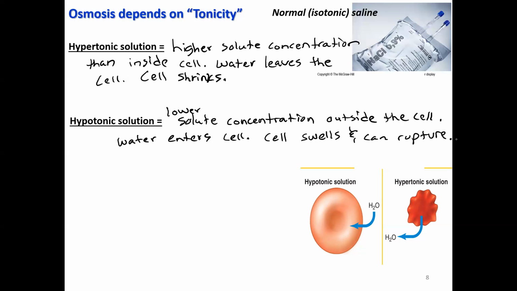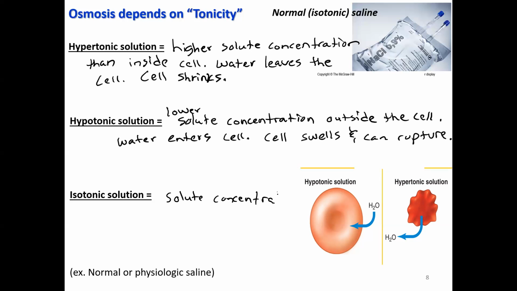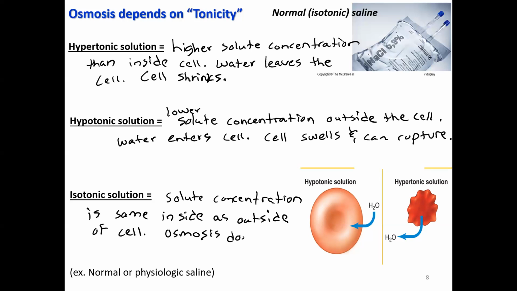Okay, isotonic solution: the solute concentration is the same outside as inside the cell. Osmosis doesn't happen. And if osmosis doesn't happen, the cell stays the same. So normal or physiological saline is an isotonic solution because it's meant to protect your red blood cells primarily. Because if you don't give them the right concentration, you've got problems.